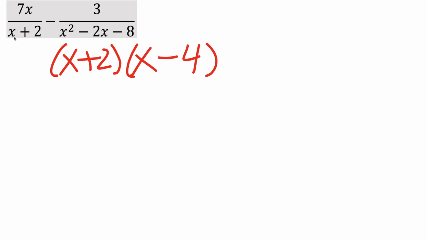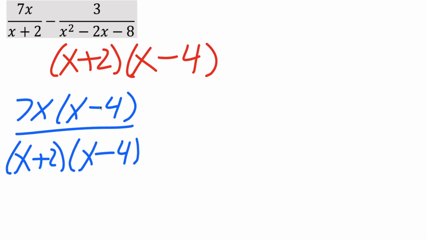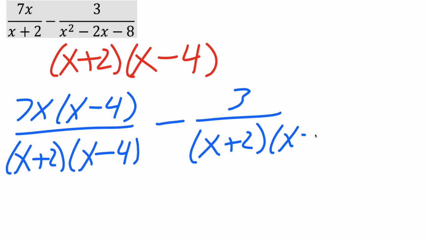But this denominator is just x plus 2. So if we want to get a common denominator, we need to multiply this numerator by x minus 4 and the denominator by x minus 4. So we can write this down. So we have 7x times (x minus 4) divided by (x plus 2)(x minus 4). Again, x minus 4 divided by x minus 4 is just 1. So we're not making any real changes. Minus 3 divided by (x plus 2)(x minus 4).